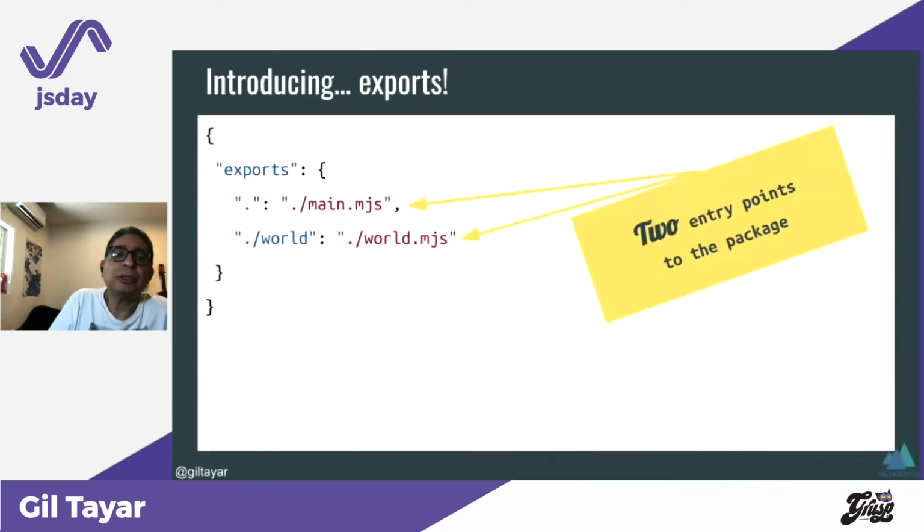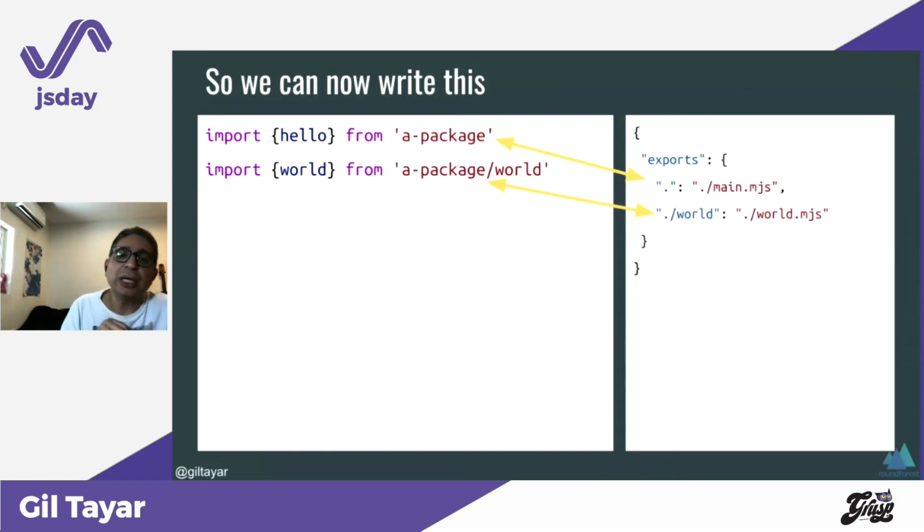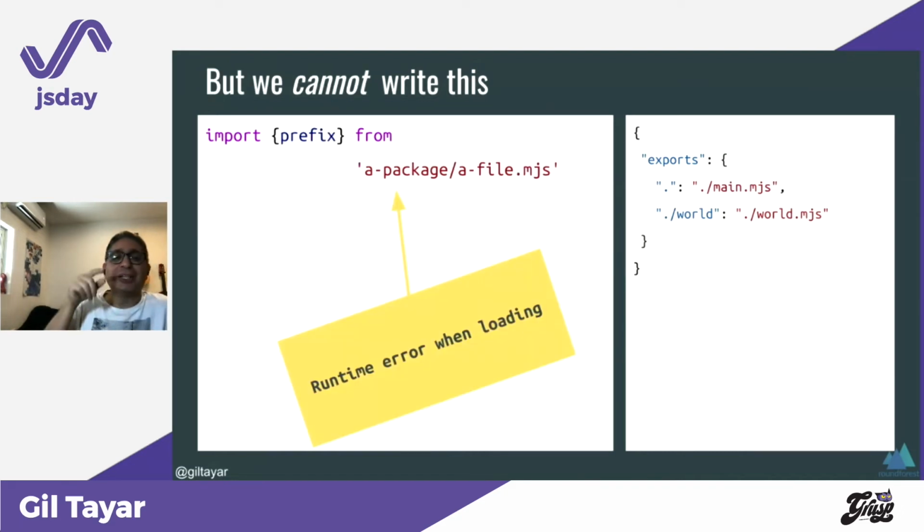Until now. ESM enabled exports. Exports is a new thing in package.json where you can specify the entry point using dot, and you can specify other entry points. For example, dot/world will translate to world.mjs. Now we have two entry points of the package, so I can import from a package, and I can import from a package/world, and it will go to main.mjs and world.mjs according to the exports in the package.json. This is great. But once we have exports, we can't deep link into the package, which is great if you want to know that your package has only the entry points that you allow. So you will get a runtime loading error.